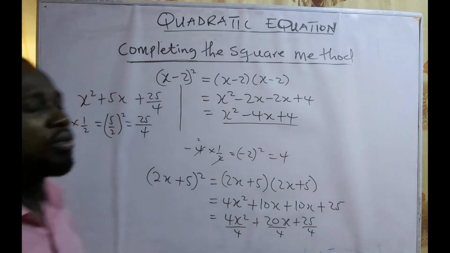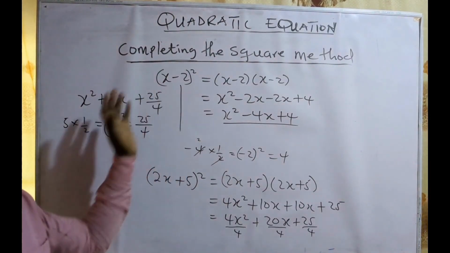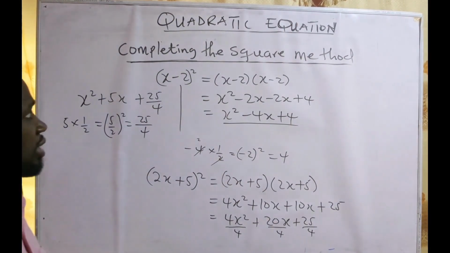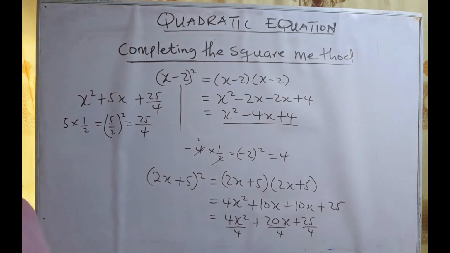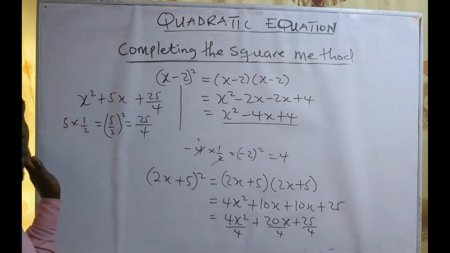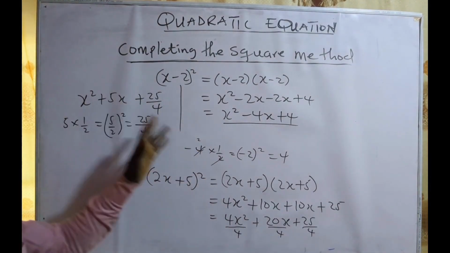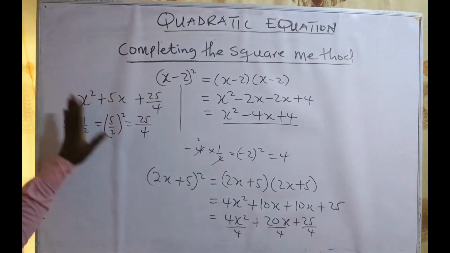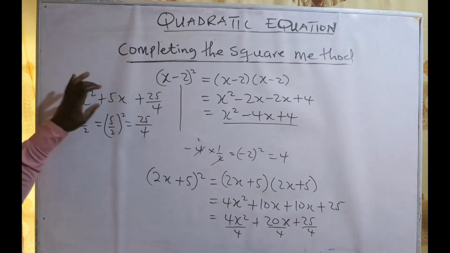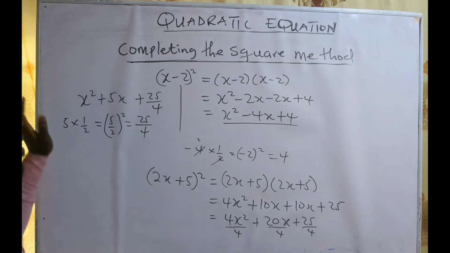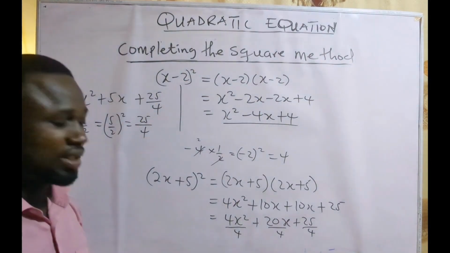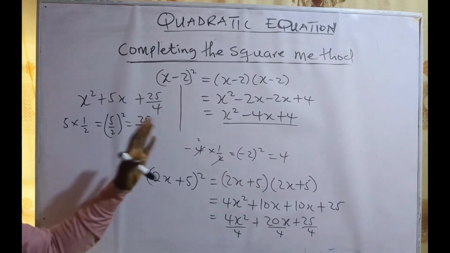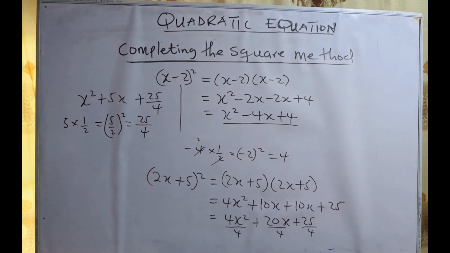So that is what we are going to use to complete the square of a quadratic that we are given. If the square is not complete, we are going to complete it. To do that, first make sure the coefficient of x squared is 1, then take the coefficient of x, multiply by half and square it. When we do that, the quadratic will become a perfect square. That is, we will complete the square.